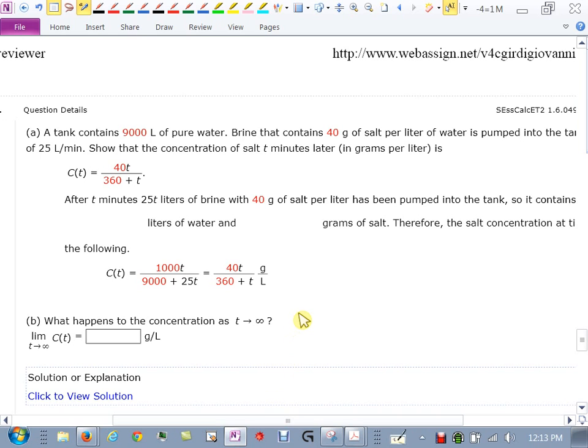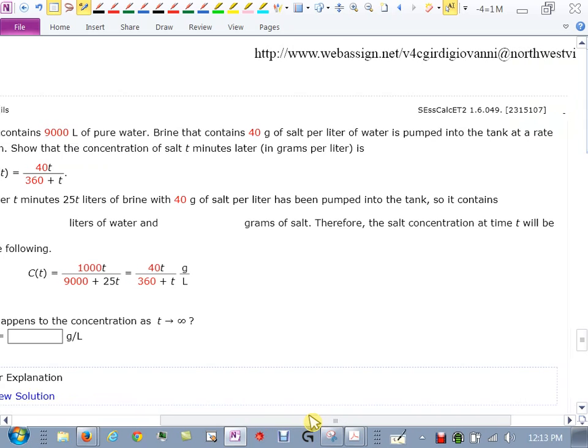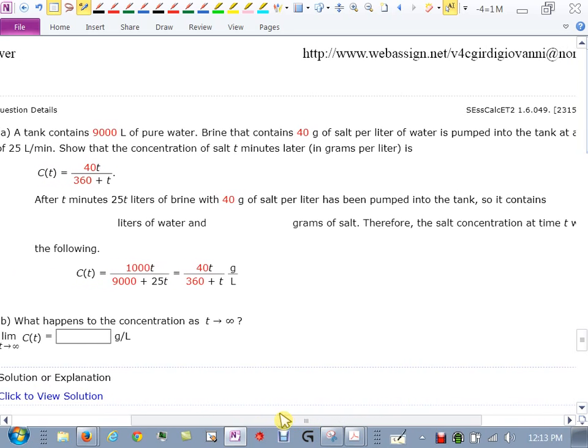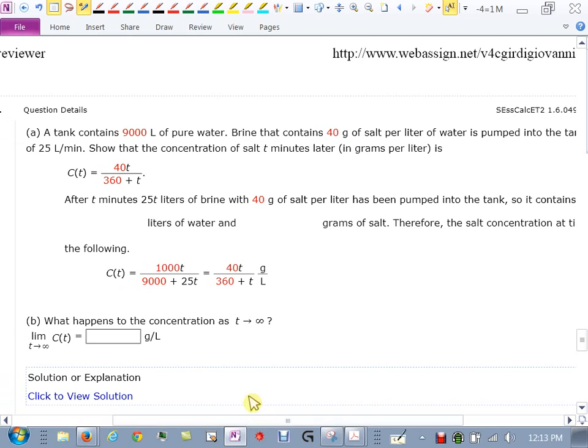So this is a word problem, and I want you to actually work through this. I don't want to guide you too much through this. I want to see if you can extrapolate what we've done up to this point and associate it with a word problem. If you need help on it, you'll have to reach out to me for help. All right.